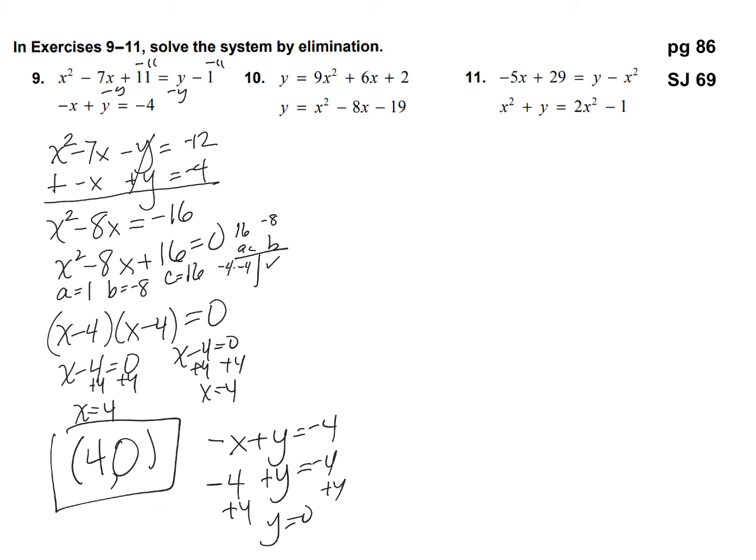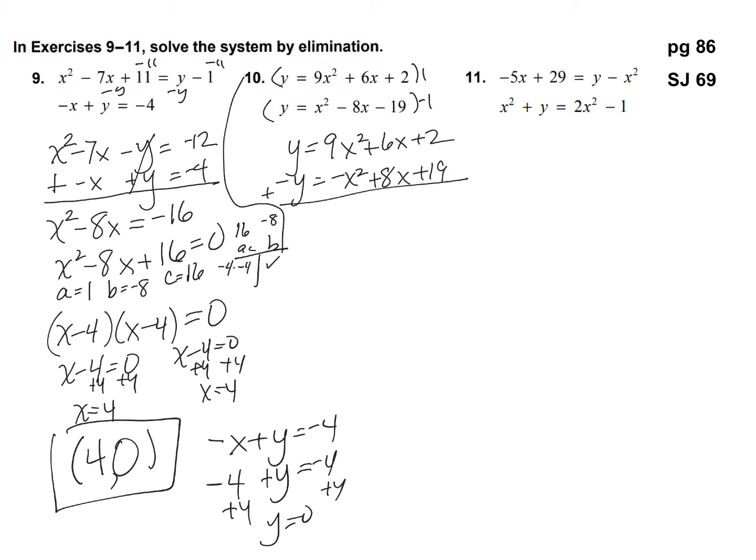Now, looking at the next one, y is already alone on the left side, so I'm going to eliminate y. I'm going to multiply the top by positive 1, the bottom by negative 1, or you could just subtract. But I like to be consistent, so you can ignore what I just said and do what I'm about to do. Y is going to equal 9x squared plus 6x plus 2. Negative y is going to equal negative x squared plus 8x plus 19. Add them together. 0 is going to equal 8x squared plus 14x plus 21.